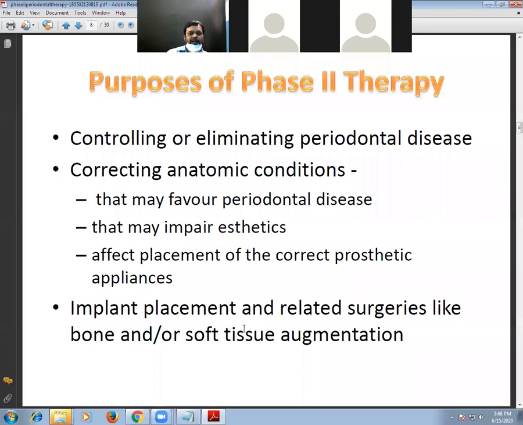So, correcting anatomical conditions that may favor periodontal disease, or that may impair aesthetics and placement of correct prosthetic appliances. Whatever these anatomic conditions are, we have to correct them while performing phase 2 therapy. Then implant placement and implant-related surgeries have to be performed. So these procedures have to be performed during your phase 2 therapy.